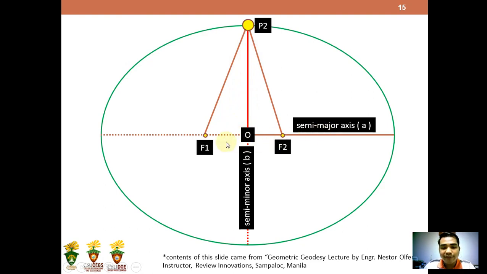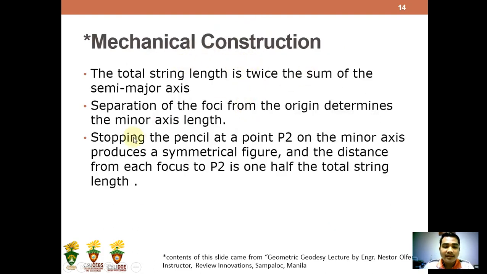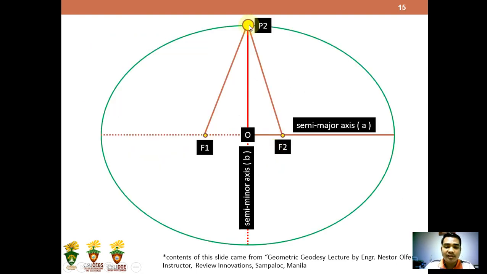For example, fix two points here and tie a string, like a straw or any kind of material you have, then the pencil. If the points are far from the origin, the semi-minor axis becomes shorter or smaller. If they are closer to the origin, the value of the semi-minor axis is bigger or taller. Number 2 in mechanical construction: when you stop the pencil at point 2 on the minor axis, it produces the symmetrical figure.